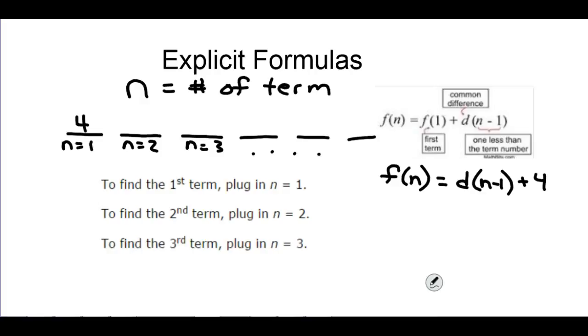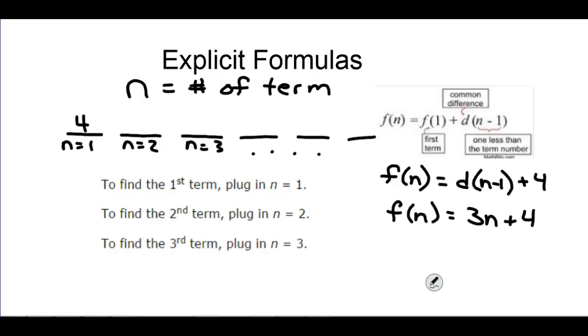Now the reason it has to be n minus 1 is because whatever that common difference is, I'm not going to add it until I get to the next number. So if my function ends up looking like 3n plus 4, then you do 3 times 4.